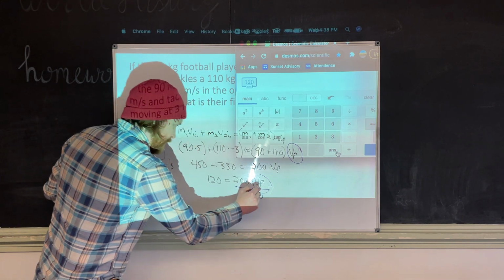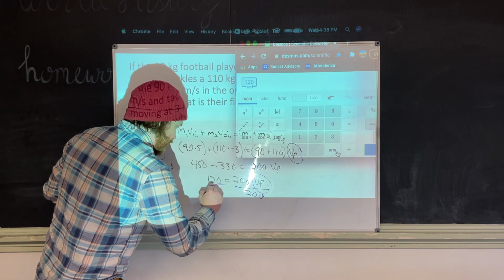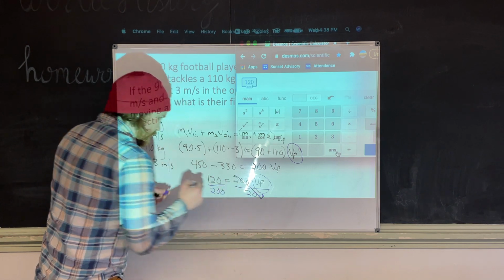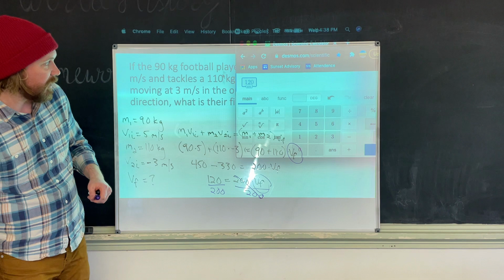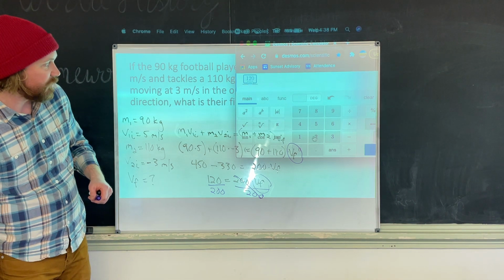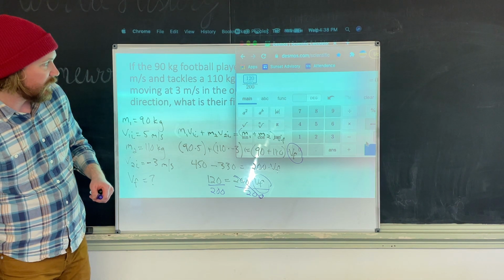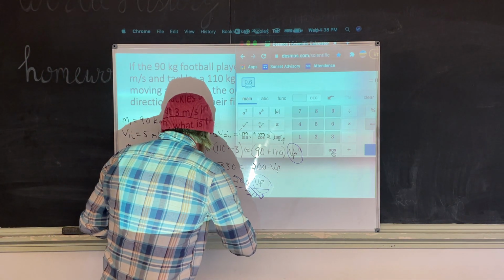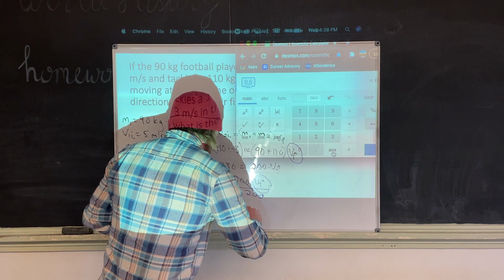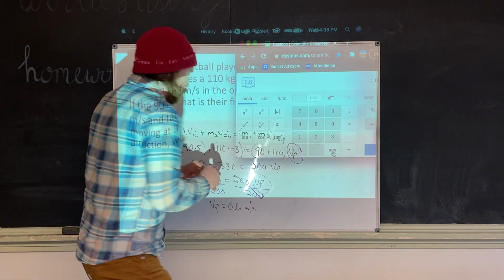I have to move this 200, this is multiplication. So I divide this side by 200. Whatever I do to this side, I do to this side. 200 divided by 200 removes it. And now I go back up here and I got 120 divided by 200. Answer, which gives me VF is equal to 0.6 meters per second.